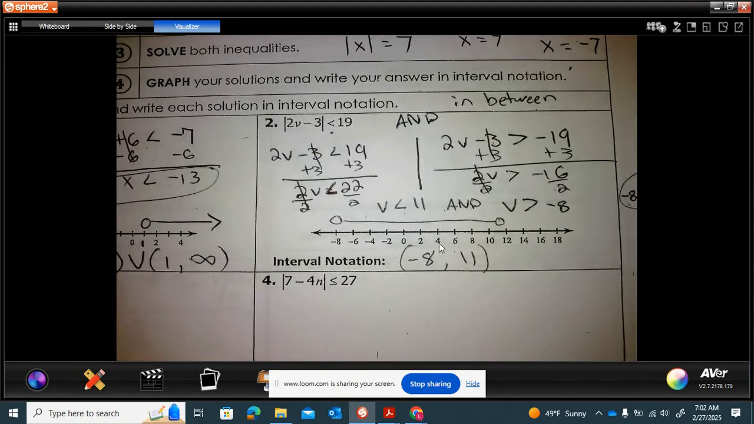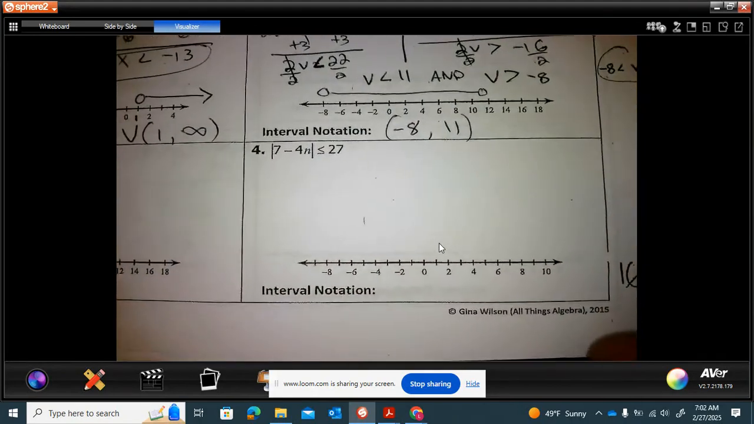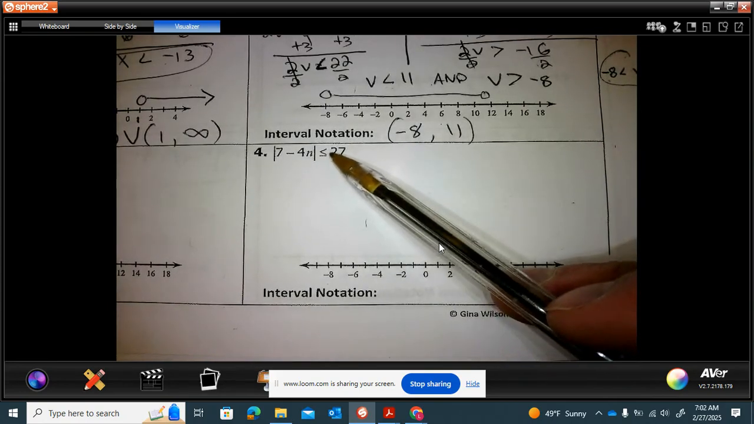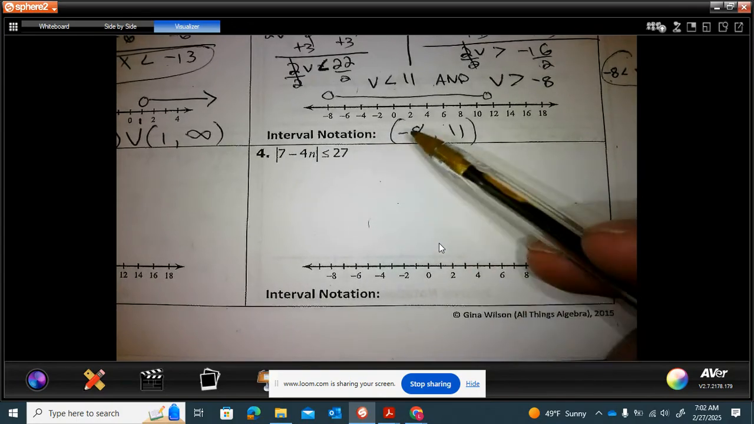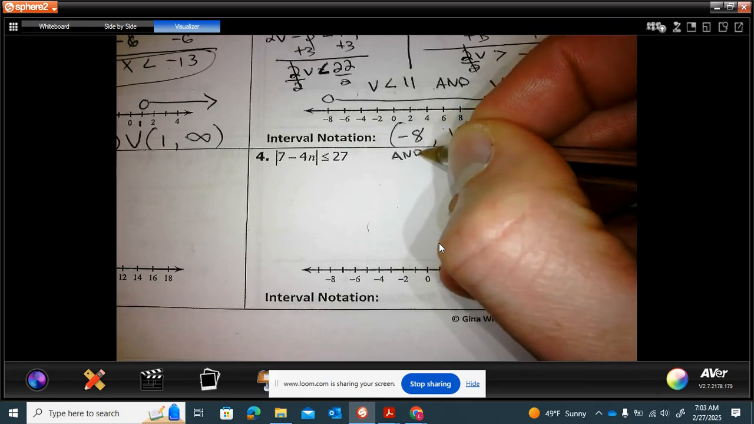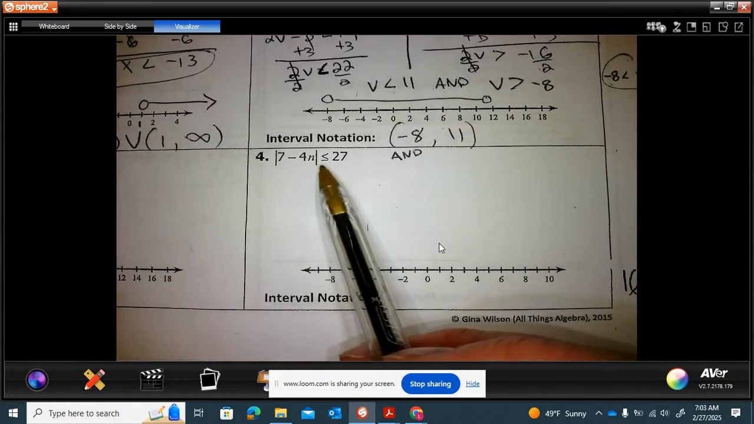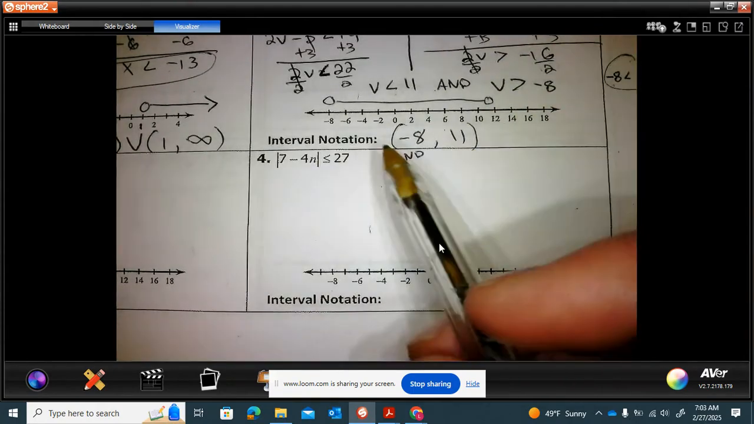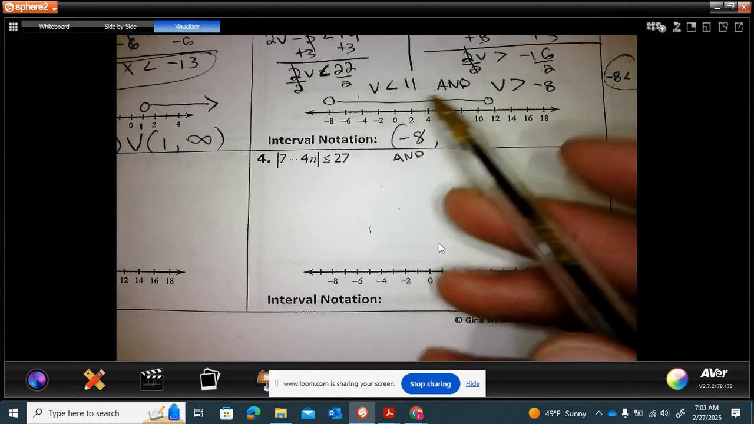Oh, actually, let's do question 4. Question 4 looks good. All right, so question 4. I have less than or equal to. So right away, less than or equal to tells me that I have an and inequality. So it's going to end up being an and compound inequality because I have a less than or equal to. So at the end, I know it's going to be shaded in between just like we did for question 2.